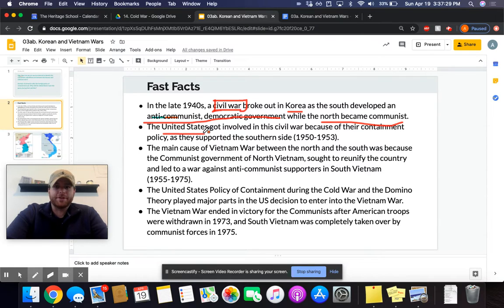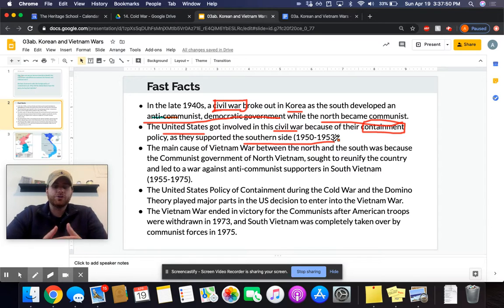One major difference is that the U.S. gets involved in this civil war because of their policy of containment. All right, we talked about containment. We talked about why the U.S. takes this foreign policy during Cold War. They start to utilize that foreign policy specifically when this civil war breaks out.